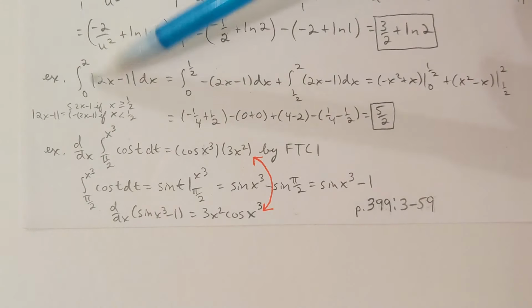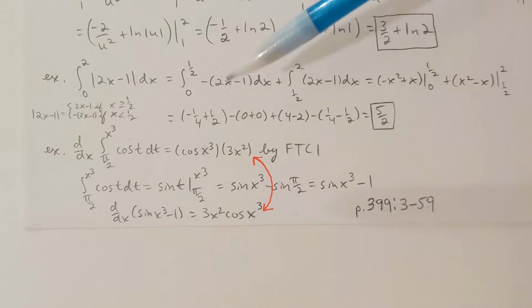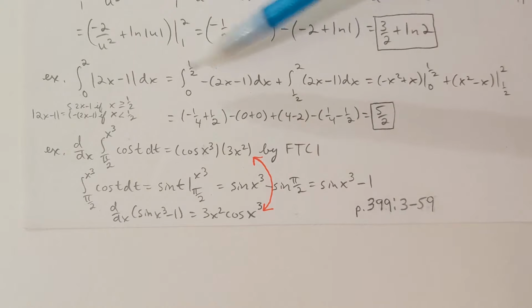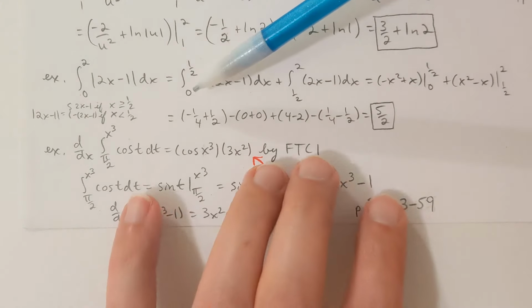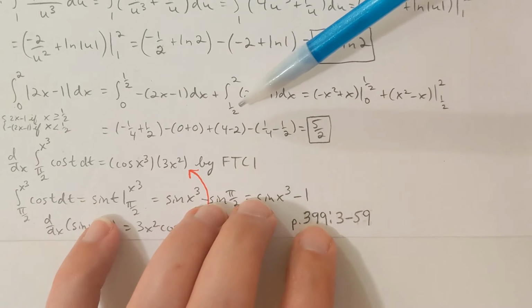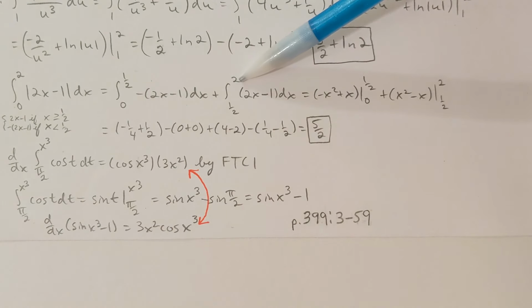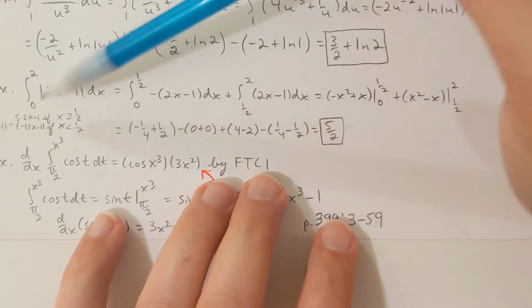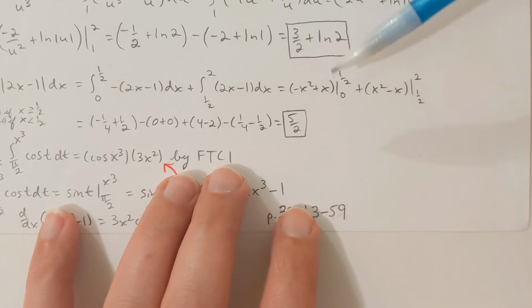Now 1 half is between these two numbers, 0 and 2. So I'd want to begin the calculation by splitting this integral at 1 half. And I've done that. We'll find the area under the curve going from 0 to 1 half first, and then whatever that is, we'll add the rest of the area starting at 1 half and going to 2. That way we'll get the total area going from 0 to 2 underneath this curve.